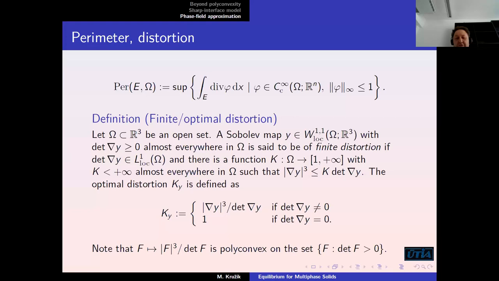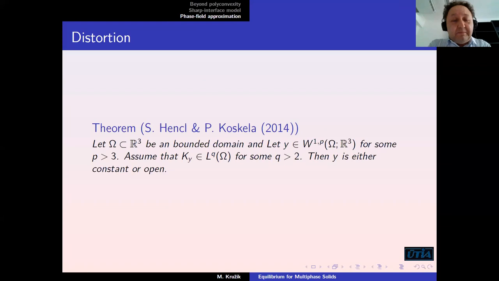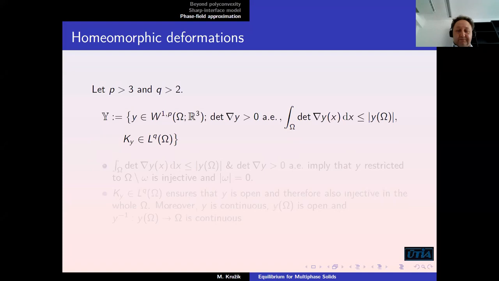And there is a result by Hansen and Koskela from 2014, which says if you have a map y in W^{1,p} for p bigger than the dimension, in general, but here 3, and assume that K_y, the distortion, is integrable with power bigger than 2, then y is either constant or open. So it's either a constant map or an open map, which means it maps open sets to open sets. And this now allows us to define the set of admissible deformations for our setting.